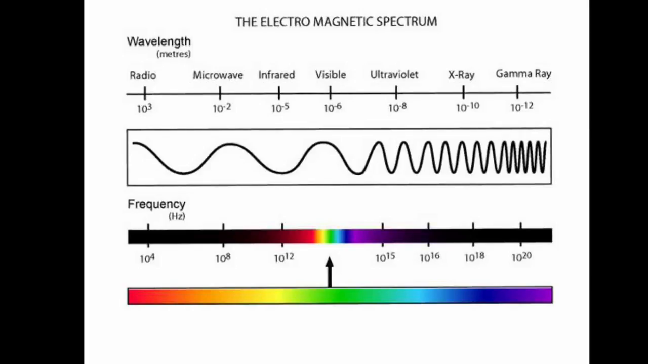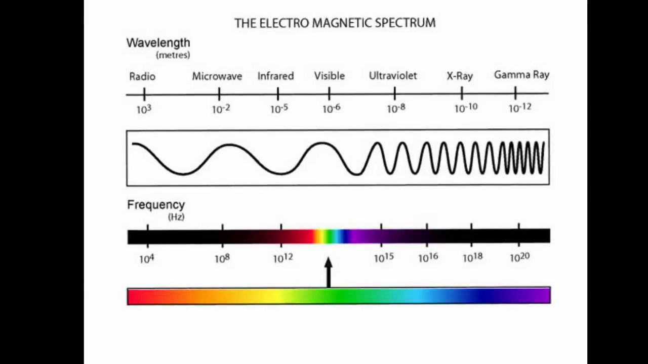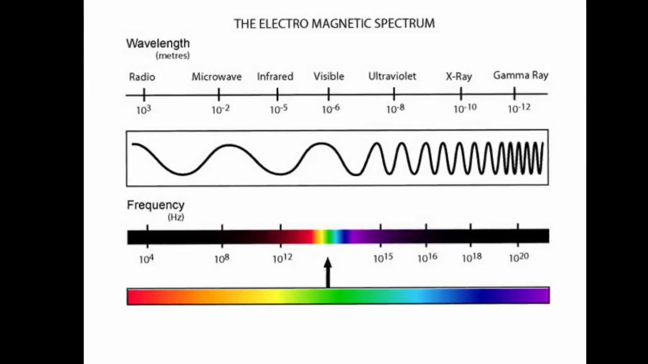Visible light is the part of the electromagnetic spectrum the human eye is most sensitive to. Electromagnetic radiation with a wavelength between 380 nm and 760 nm is detected by the human eye and is perceived as visible light.